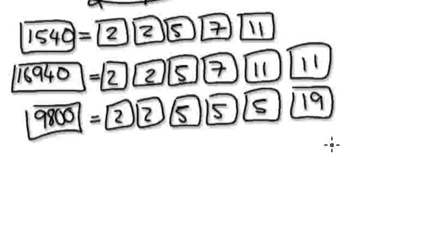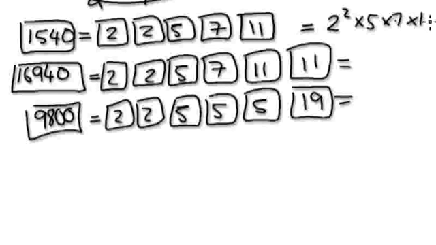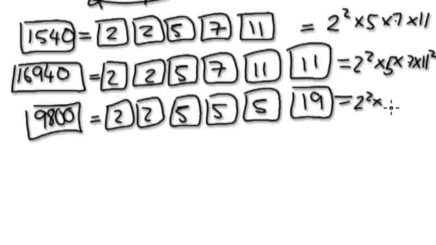Now to answer the question, what is the highest? But by the way, if you were to write this neatly, you would write 2 squared times 5 times 7 times 11. And here you would write 2 squared times 5 times 7 times 11 squared, because there are 2 11s. Here you would write 2 squared times 5 to the power of 3 times 19. So it's up to you.